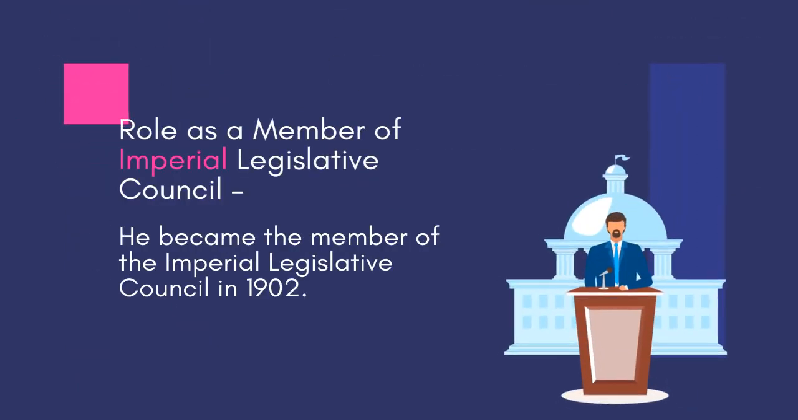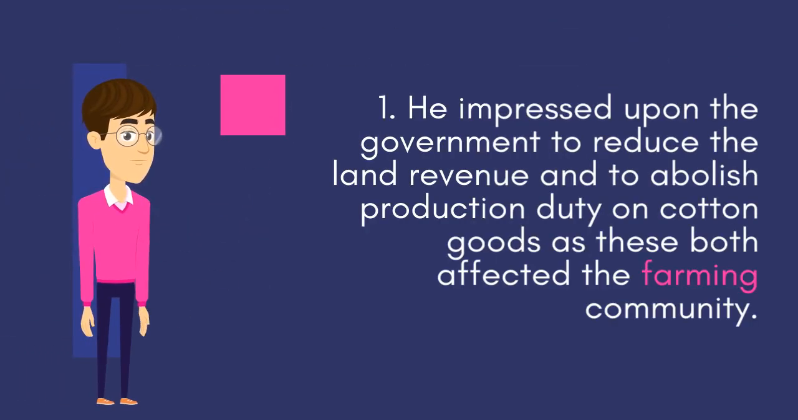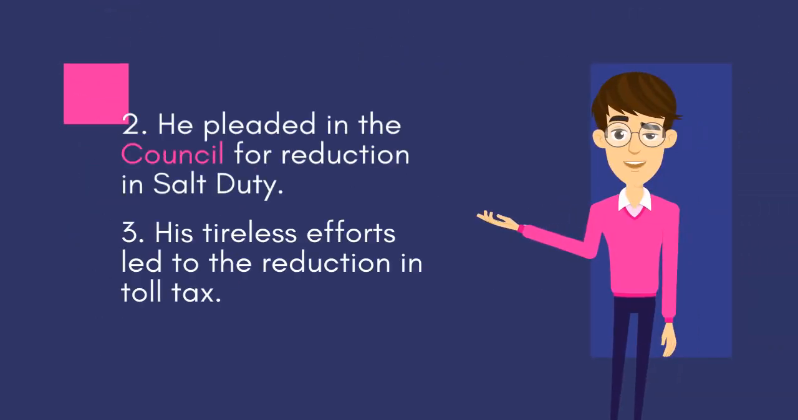Role as a member of Imperial Legislative Council. He became a member of the Imperial Legislative Council in 1902. 1. He impressed upon the government to reduce the land revenue and to abolish production duty on cotton goods, as these both affected the farming community. 2. He pleaded in the council for reduction in salt duty. 3. His tireless efforts led to the reduction in toll tax.